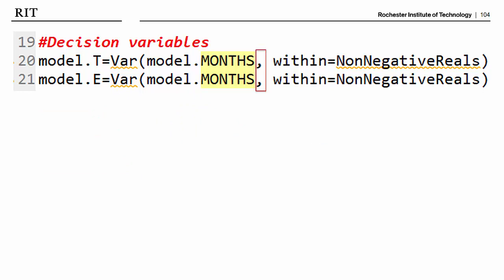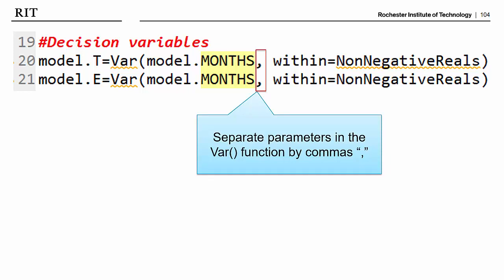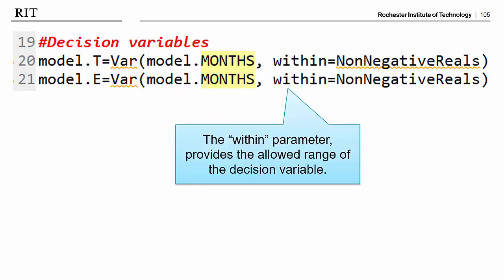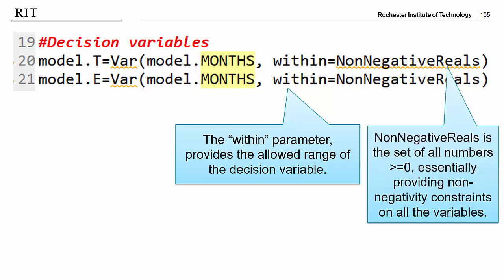And following our set for months, we separate our parameters that we're giving this function by commas. And then finally, we see our within parameter again, just like we did in concrete models, where we can specify the range of decision variables. So here our range is once again the non-negative reals. So that's essentially adding non-negativity constraints to our model.